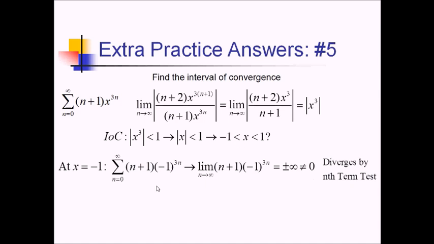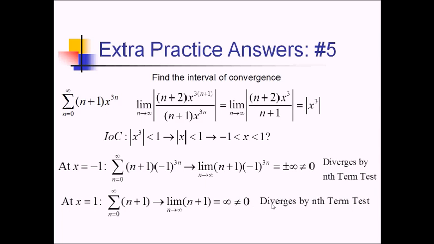All right, let's plug in positive 1 for x now. If we do that, then 1 to the 3n is just going to be 1, which is just going to go away. So you essentially just have n plus 1 for your series. And if we try the nth term test on that, that's a pretty easy one to run. The limit of this is just going to be infinity, which again is not 0. So this also fails the nth term test. Since this diverges, our true interval of convergence is just what we started with here, -1 less than x less than 1.